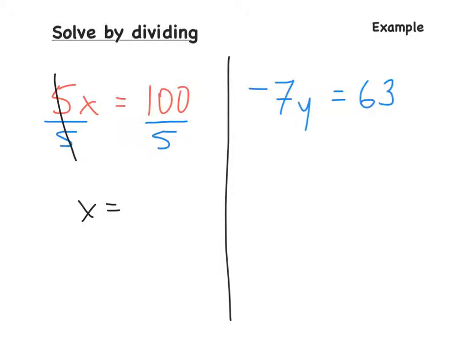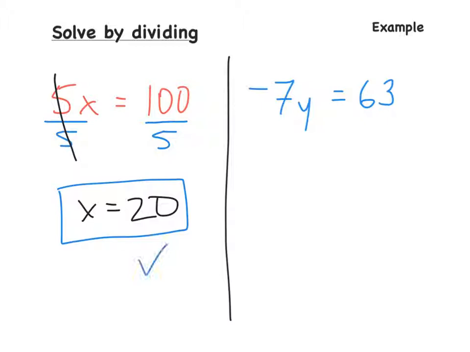And then we have to look at the right side. 100 divided by 5 is equal to 20. And if we want to double check, all we have to do is plug in 20 up here for x. So is 5 times 20, does that equal 100? Yes, it does. So this is our final answer.